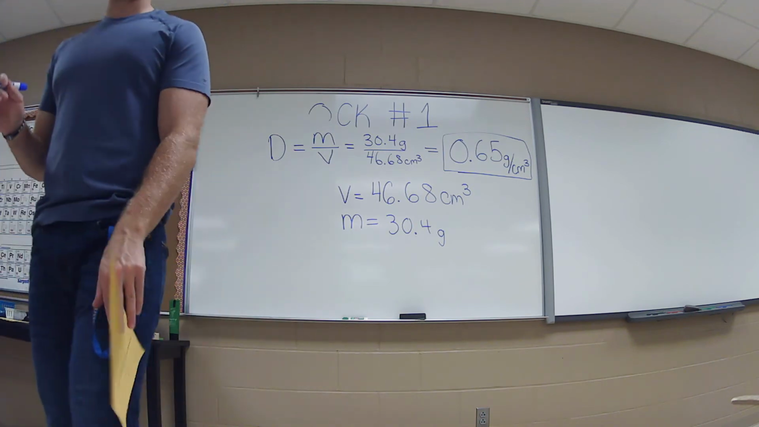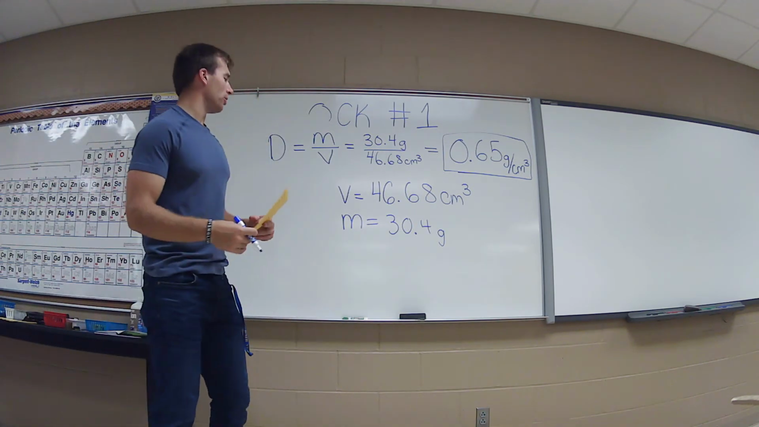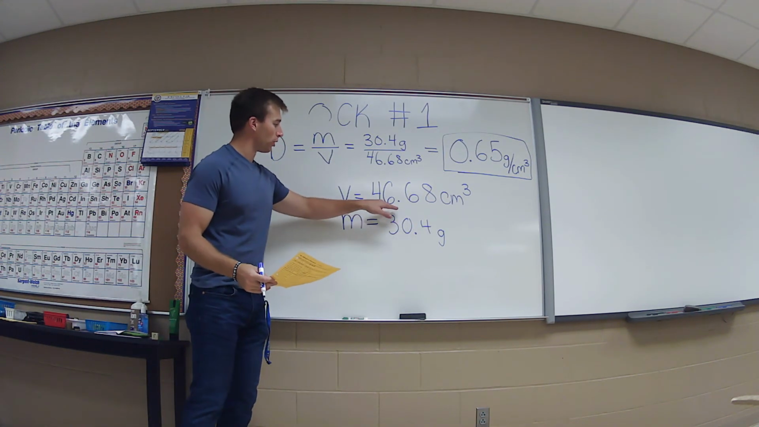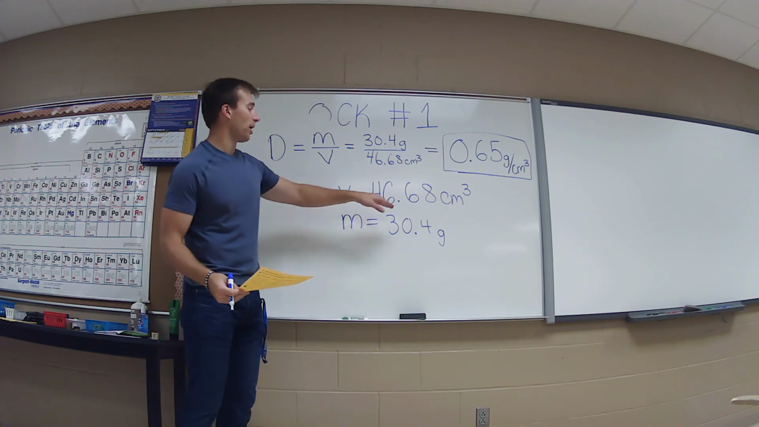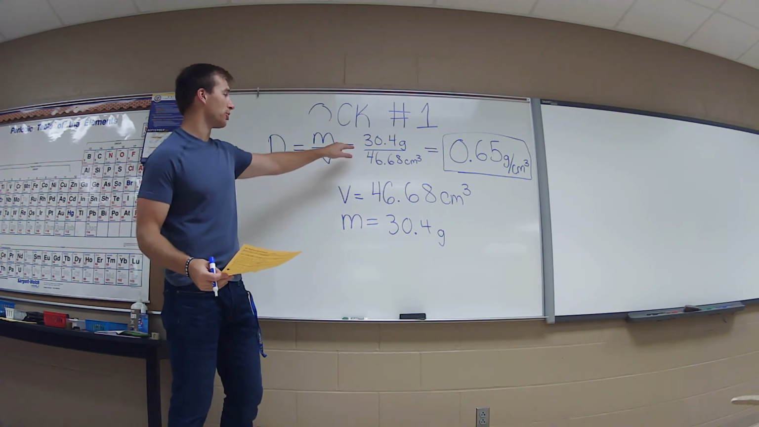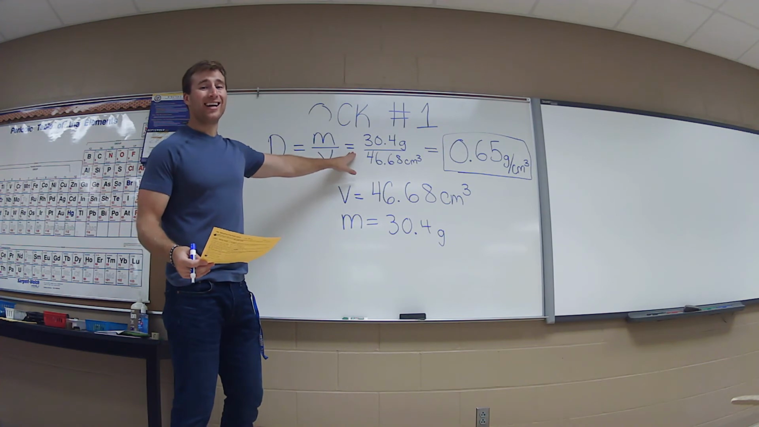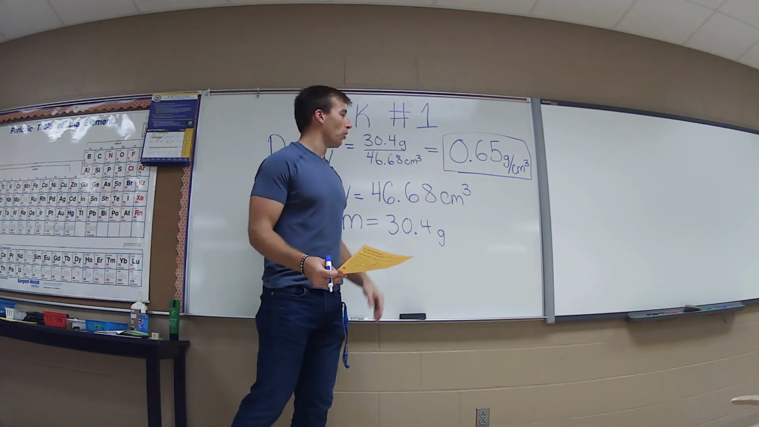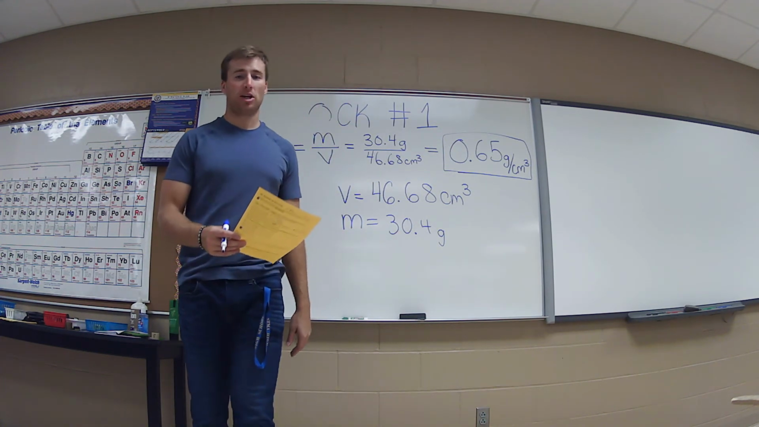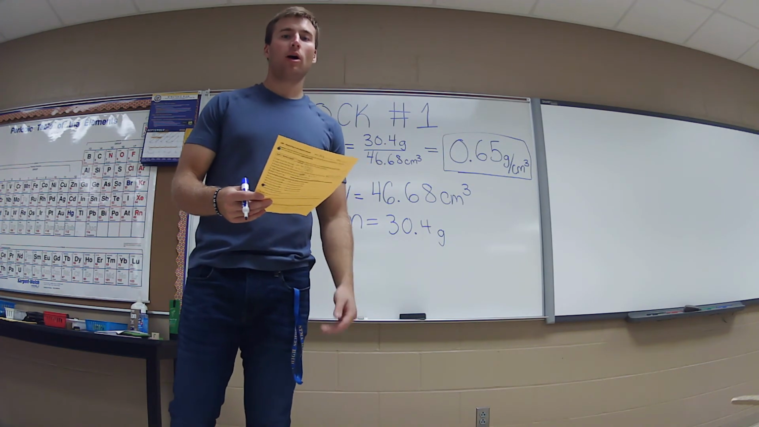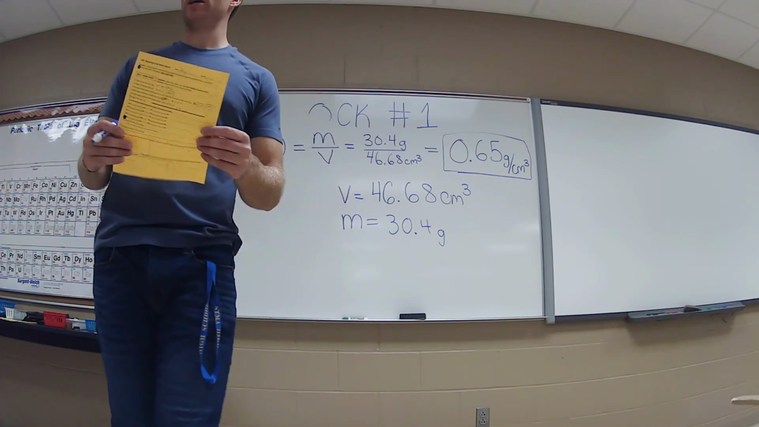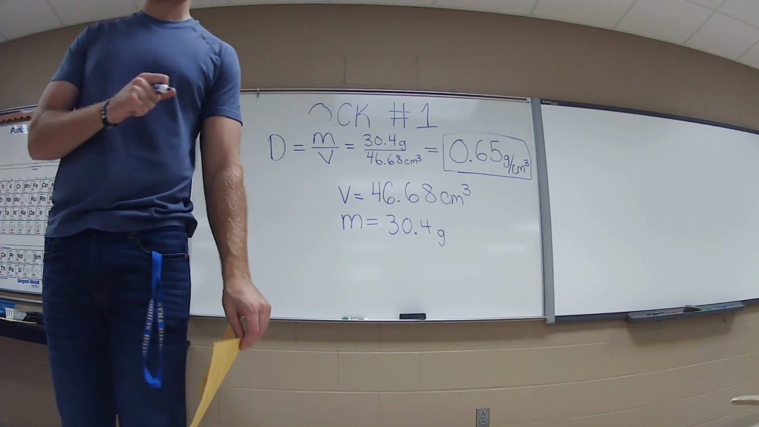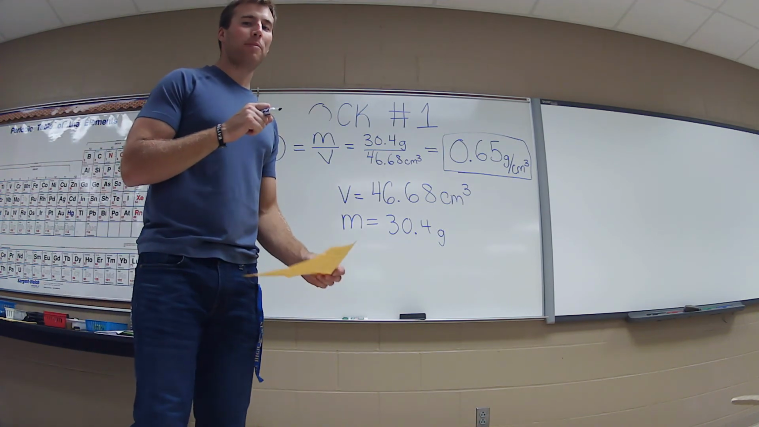So when you take our mass divided by our volume, so you take 30.4 grams divided by 46.68 centimeters cubed, you get an answer of 0.65 grams per centimeter cubed. We would do the same things for block number 2 and for the bottle, but that is where we're going to wrap it up today.